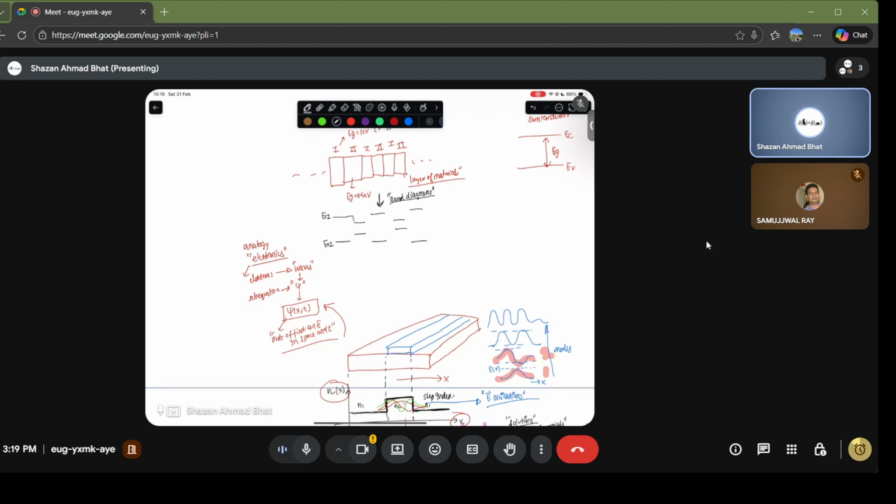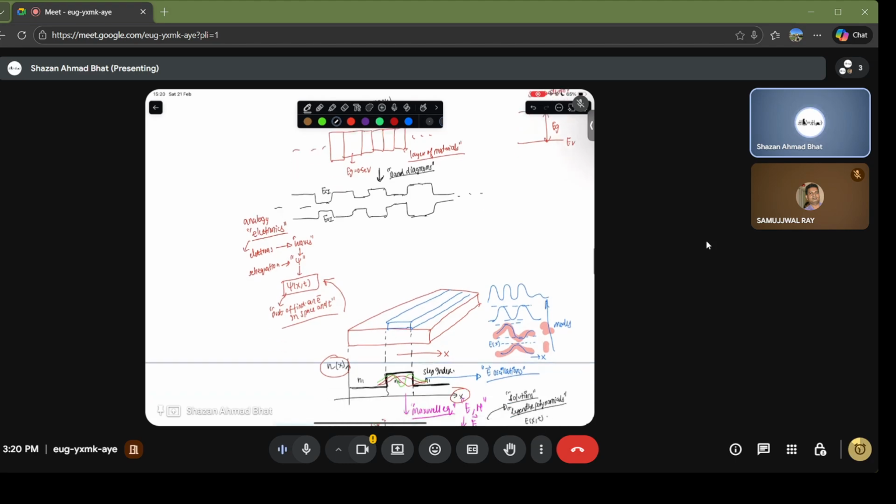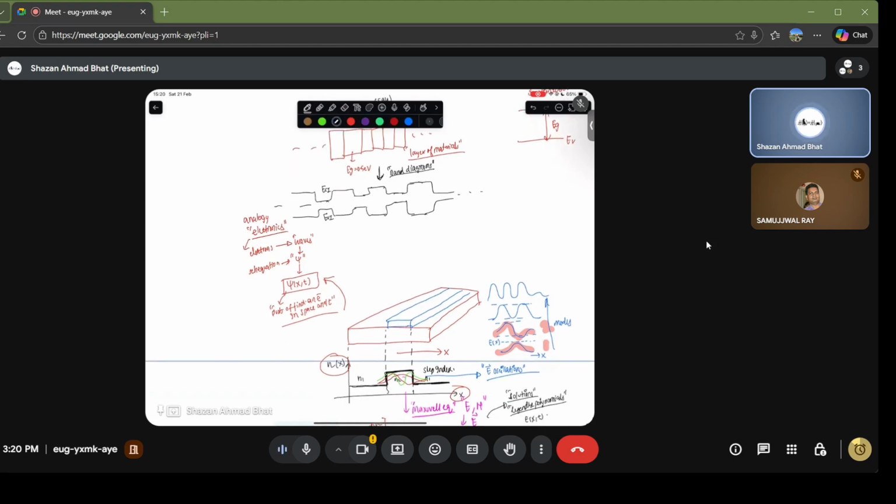So once you join them, you get something like this. And then it repeats. So here it's again like this, and then this. It repeats. So essentially, what this band diagram tells you, these are basically potential energies of an electron.